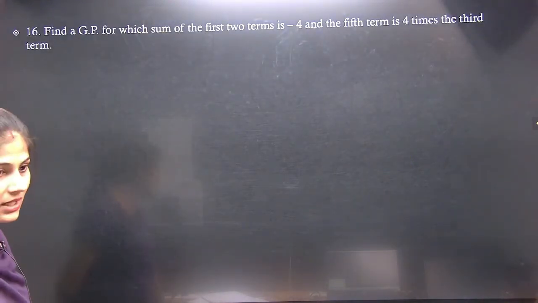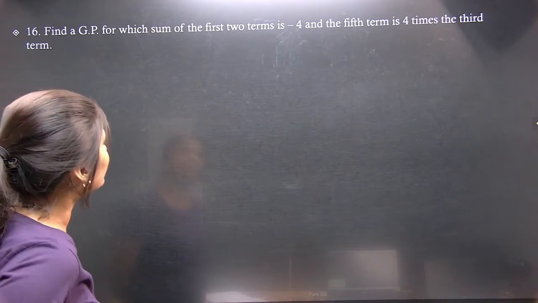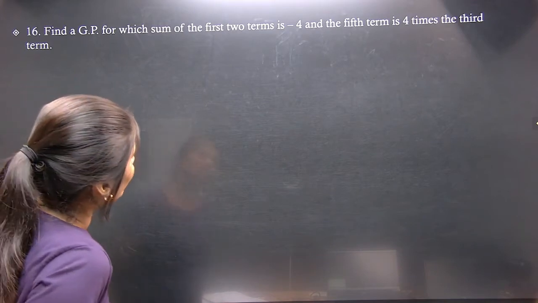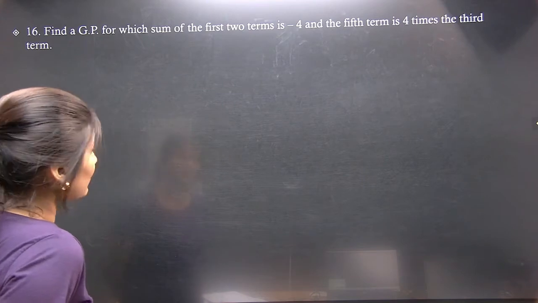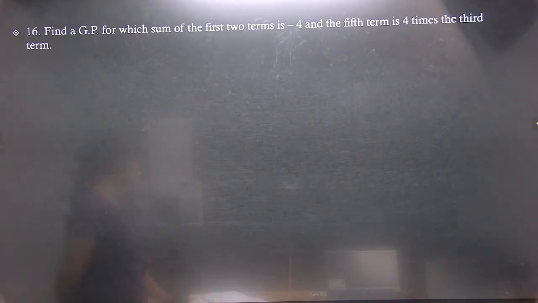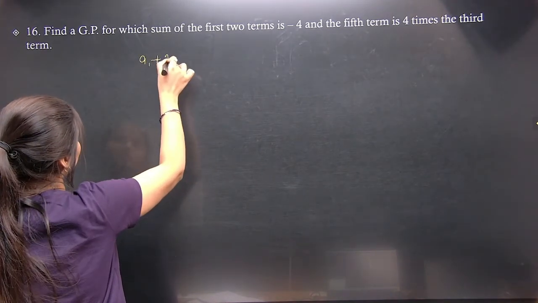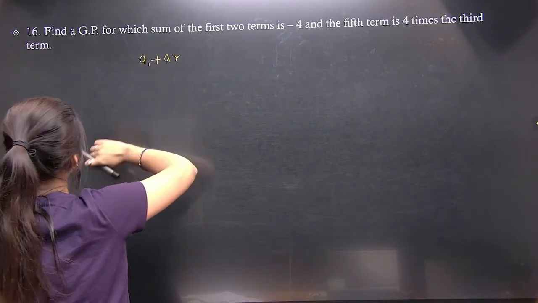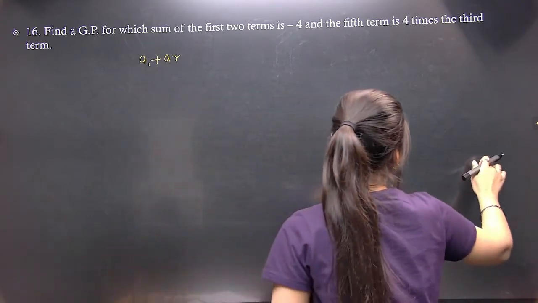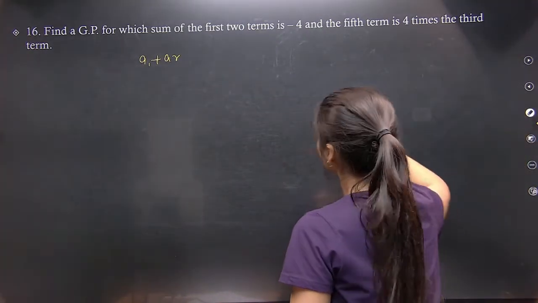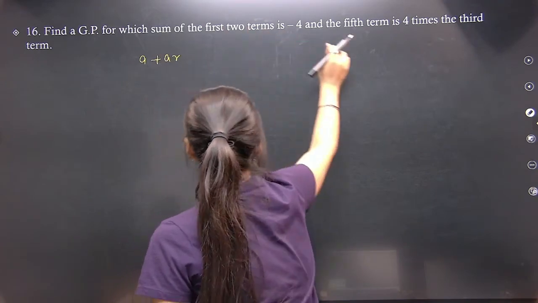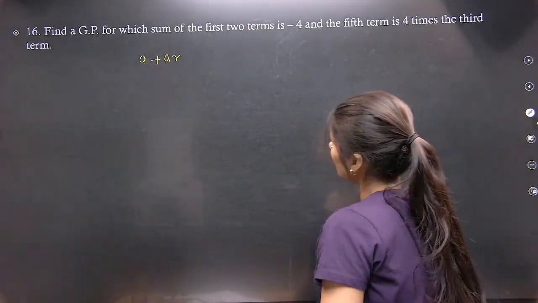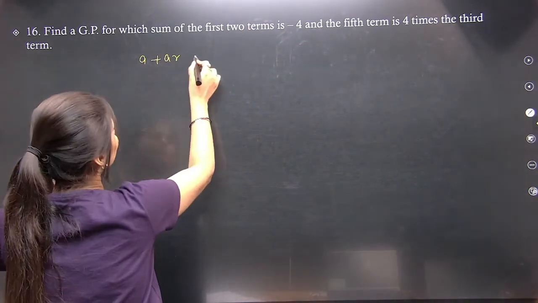Okay, so moving on to the next question, that is question number 16. Question number 16 says: find a GP for which the sum of the first 2 terms is minus 4 and the 5th term is 4 times the 3rd term. So this is the question. The question says sum of first 2 terms. Sum of first 2 terms: a and ar, ar square, like that. So a plus ar is equal to minus 4.